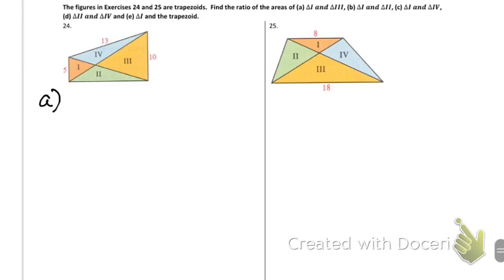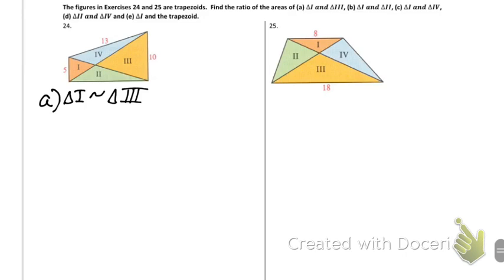Amber? They are similar. They are going to be similar because it does say it's a trapezoid. So these are going to be parallel. We have vertical angles, so they are similar. And I think I wrote all of that down on there, why they're similar. But we have triangle 1 is similar to triangle 3.